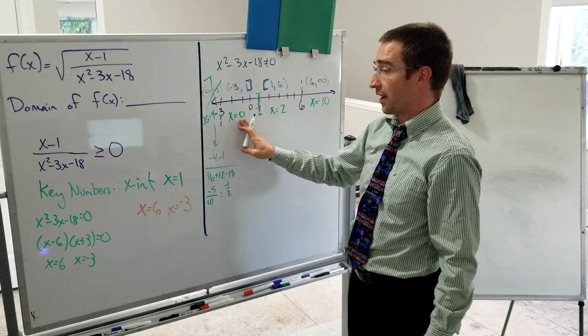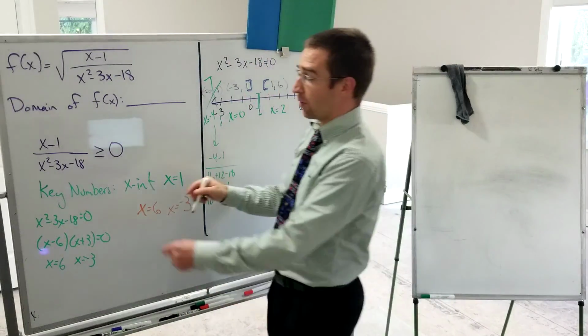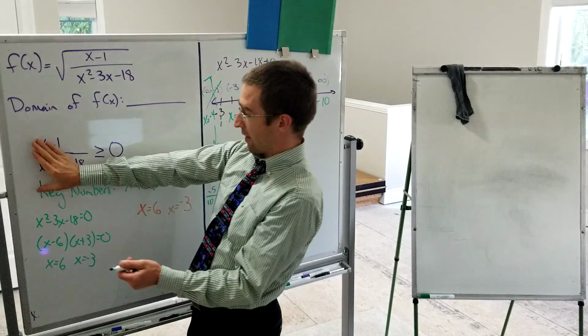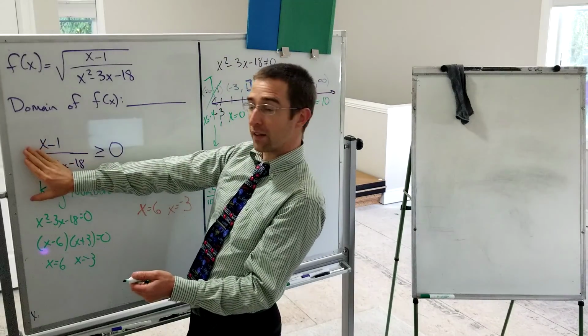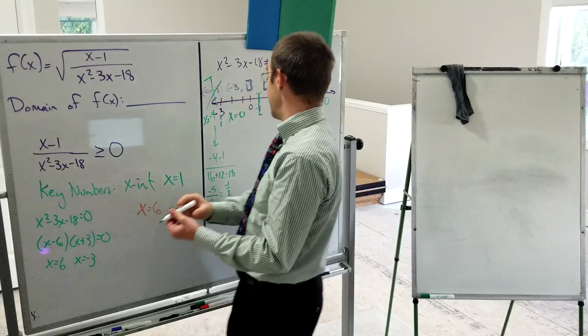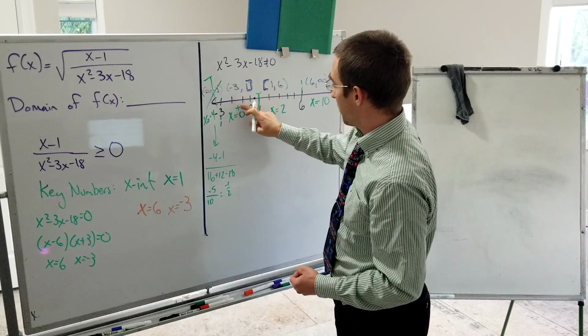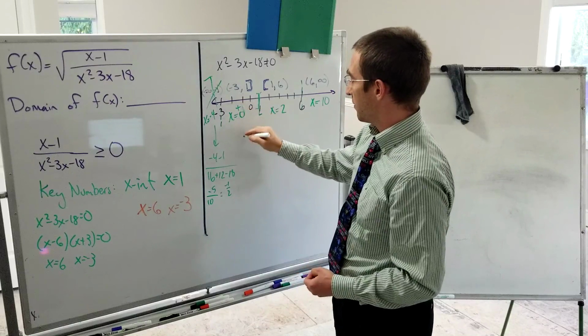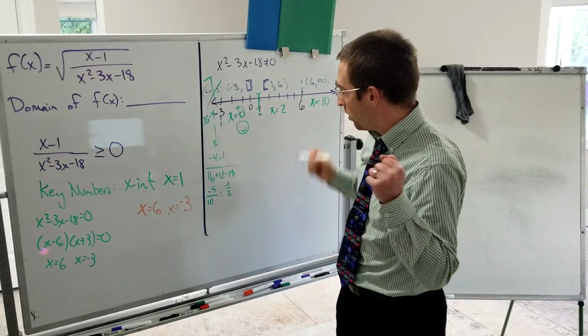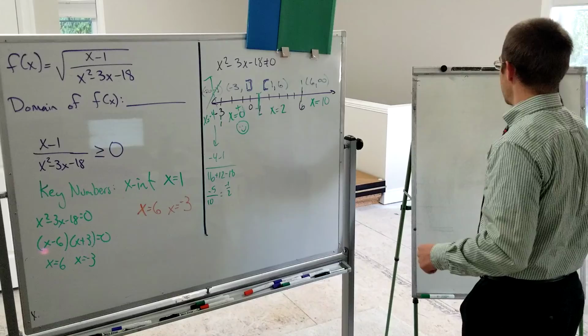So now let's check x equals 0. If I put 0 in here, boom, we can just cover up all the x's. Negative 1 over negative 18 is a positive 1/18. So we are positive here. Yeah! Woohoo! Positive.